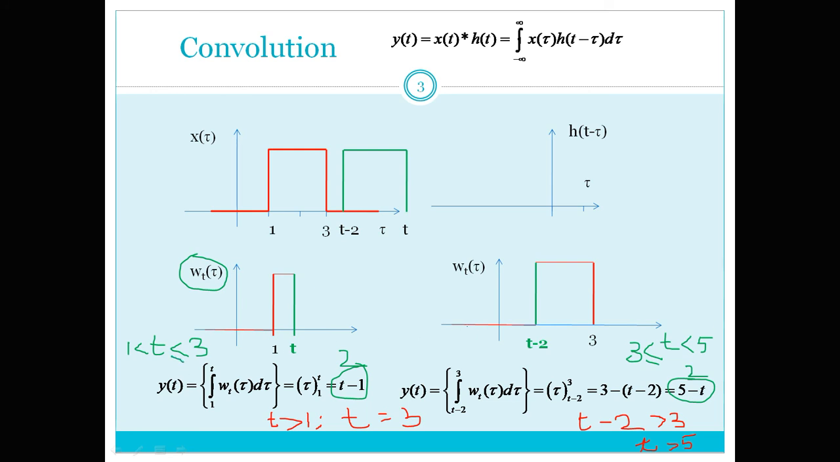Okay, with this knowledge I would like to describe y of t from minus infinity to plus infinity. From minus infinity to 1, the value will be 0 for y of t, from 1 to 3 the value will be t minus 1, from 3 to 5 the value will be 5 minus t, and if it is greater than 5 the value will be 0 again. I would like to show that clearly, and also draw the diagram. Let me show those things.